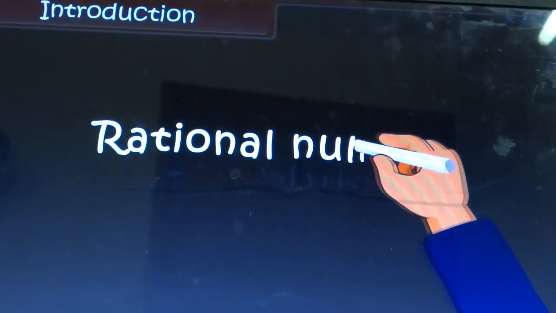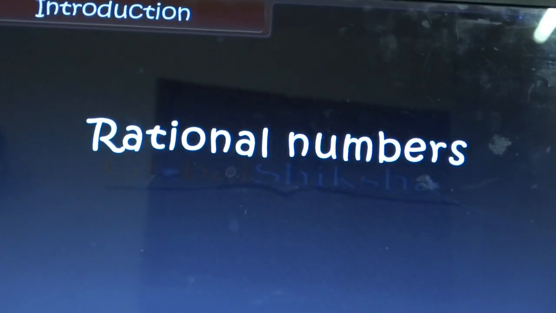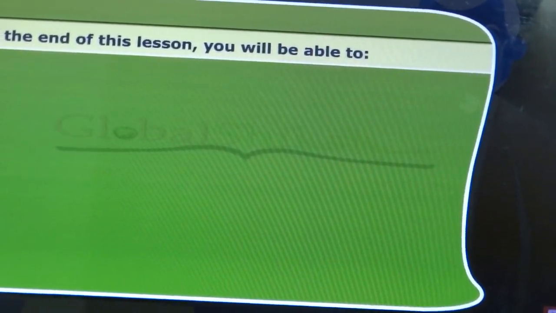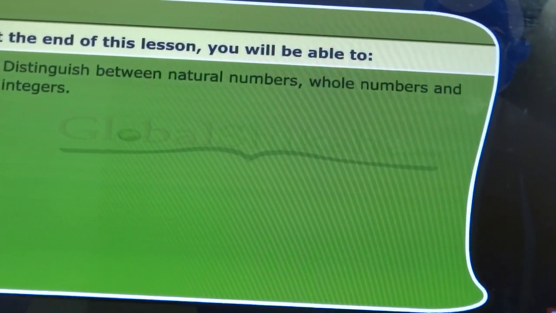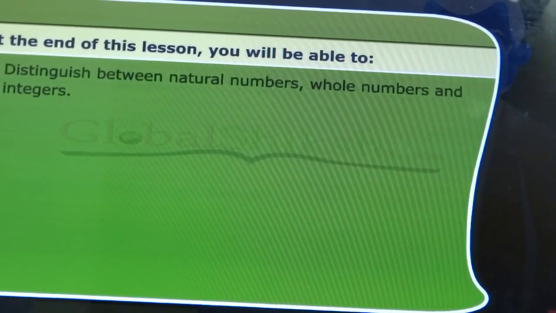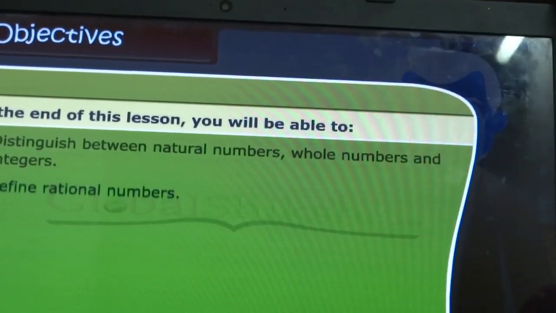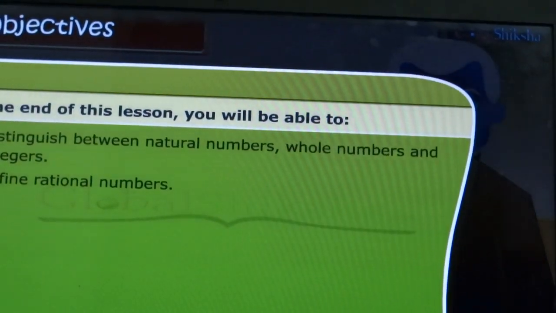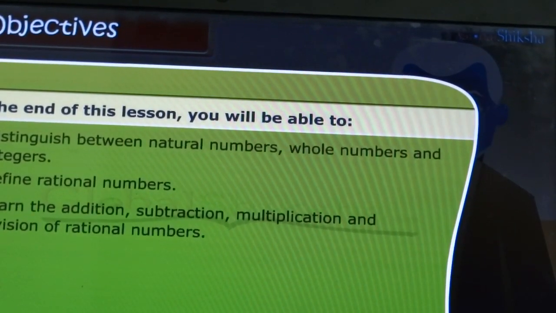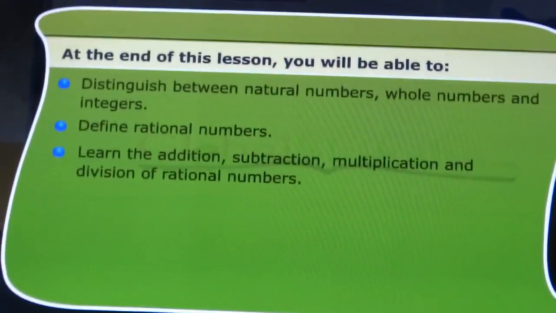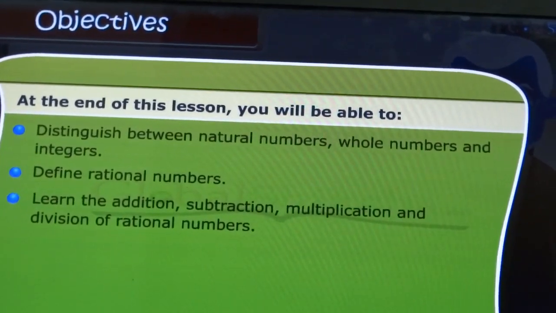We will start a new lesson, rational numbers. Your objectives. At the end of this lesson, you will be able to distinguish between natural numbers, whole numbers, and integers. Define rational numbers. Learn the addition, subtraction, multiplication, and division of rational numbers.